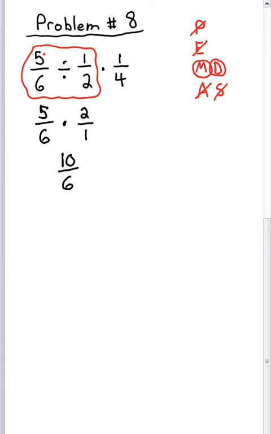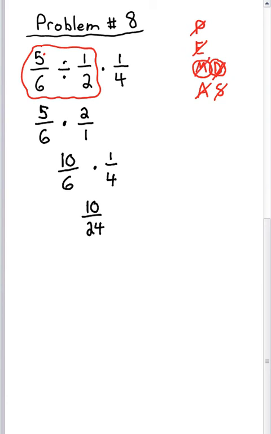And now, since we've completed our division, we will focus on our multiplication. So let's drop that down, times the 1/4 from the beginning of the problem. So 10/6 times 1/4 would be 10 over, and 6 times 4 would give us 24. So now we have completed our multiplication.